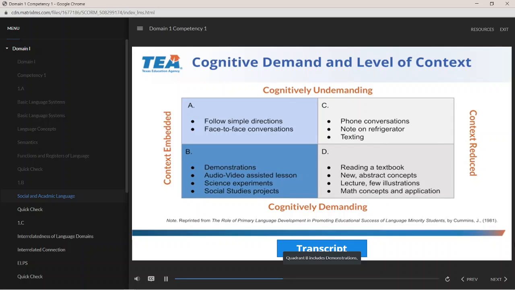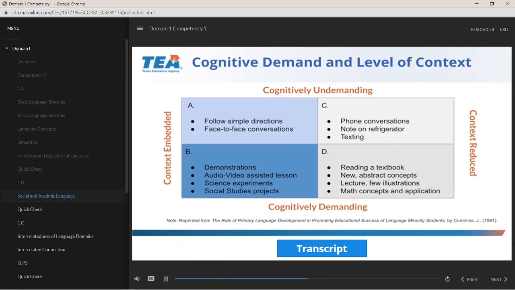Quadrant B includes demonstrations, audio-visual assisted lessons, science experiments, and social studies projects. This quadrant is the key instructional setting for growth in cognitive academic language proficiency, or CALP, through cognitively demanding material embedded in context. Cognitively undemanding tasks with context embedded, such as those in Quadrant A, follow simple directions and face-to-face conversations, and may be initially useful to scaffold the more cognitively demanding tasks.